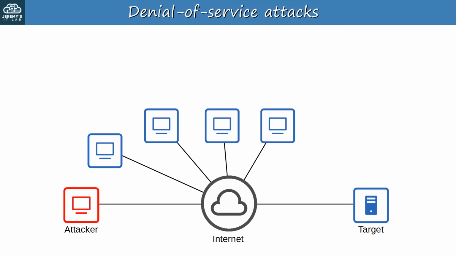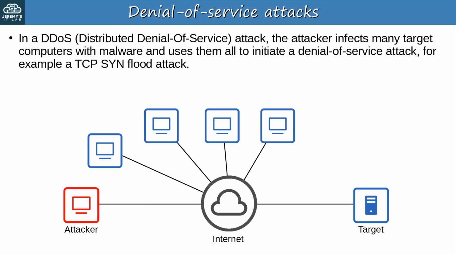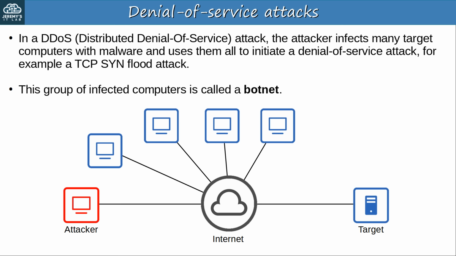However, a denial of service like that is usually not done by a single attacker. A much more powerful kind of attack is the DDoS. In a DDoS, distributed denial of service attack, the attacker infects many target computers with malware and uses them all to initiate a denial of service attack, for example, a TCP SYN flood attack. This group of infected computers is called a botnet.